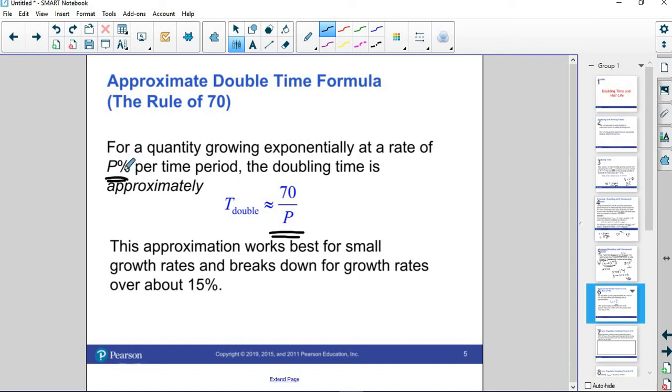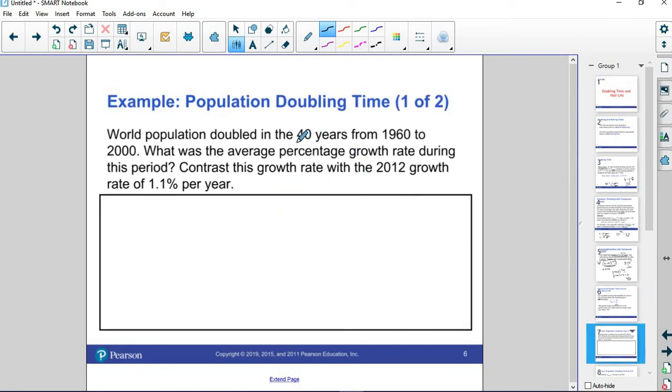So notice that P has the % symbol with it. If you're talking about 7%, then P is actually 7 in this formula, not 0.07, but 7. All right, so as an example, the world population doubled in the 40 years between 1960 and 2000. What was the approximate average percent growth rate during that period, and then contrast it with the known growth rate of 2012.